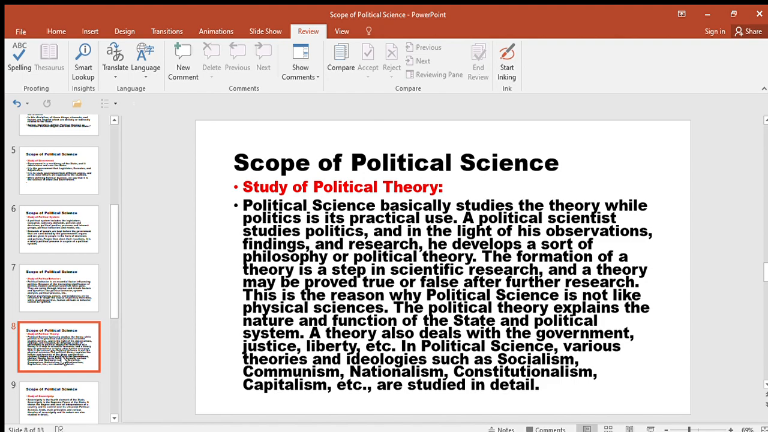And this is the reason why political science is not like the physical sciences. The political theory explains the nature and function of the state and political system. A theory also deals with the government, justice, liberty, etc. And in political science, various theories and ideologies are also studied. Various theories like socialism, communism, capitalism are being studied.